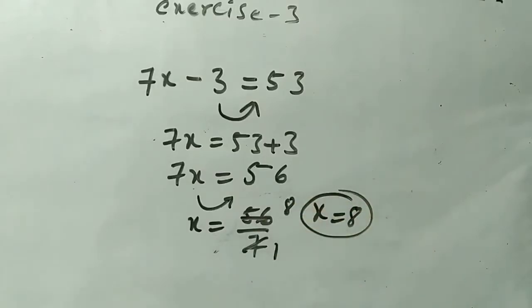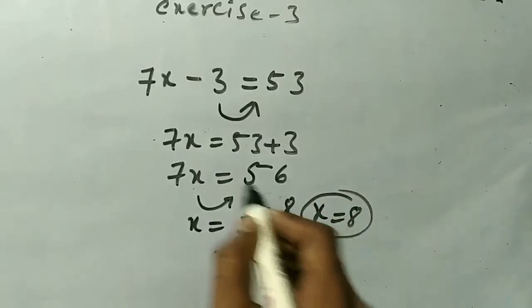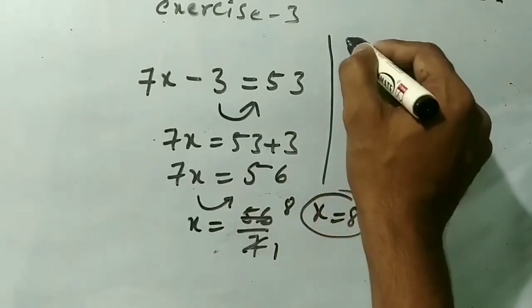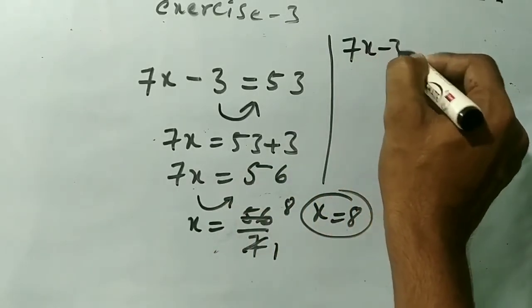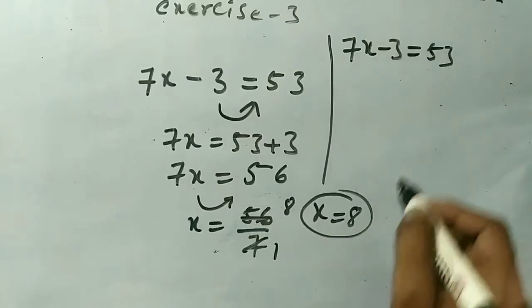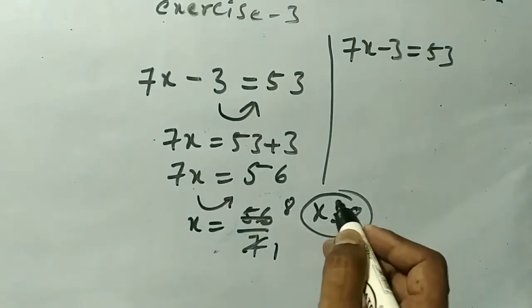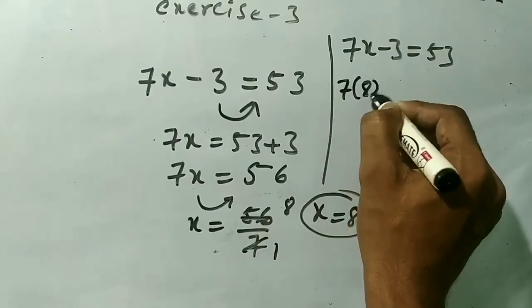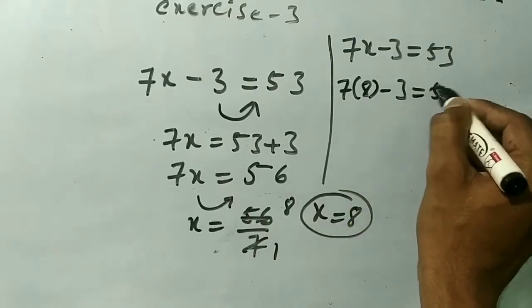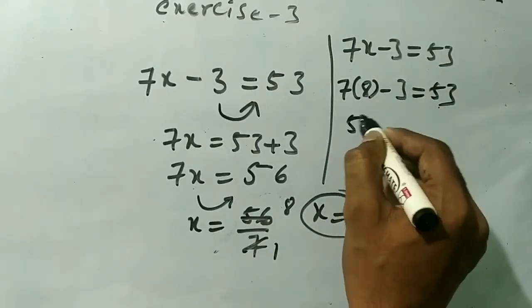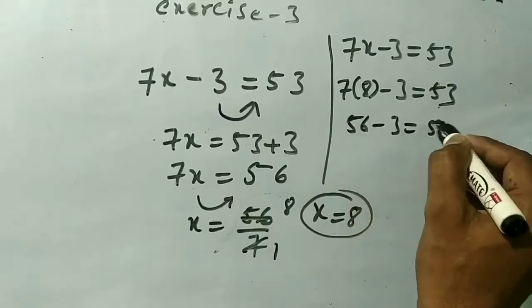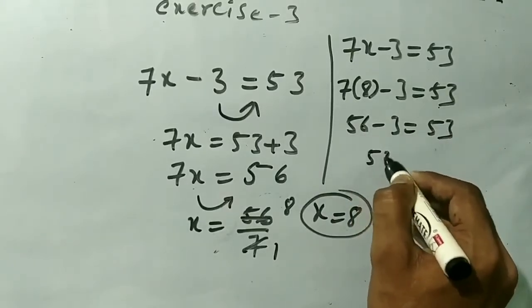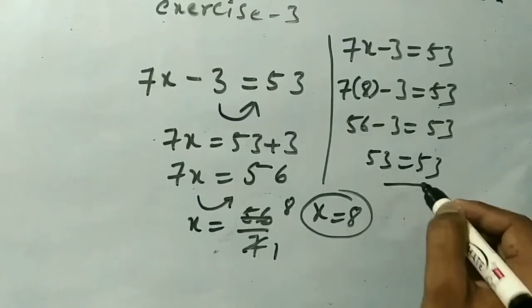We can check by substituting the x value. The equation we got is 7x minus 3 is equal to 53, and we got x is equal to 8. Let's check whether it is correct or not. 7 times the x value 8 minus 3 is equal to 53. 7 eights are 56, minus 3 is 53. So 53 is equal to 53.